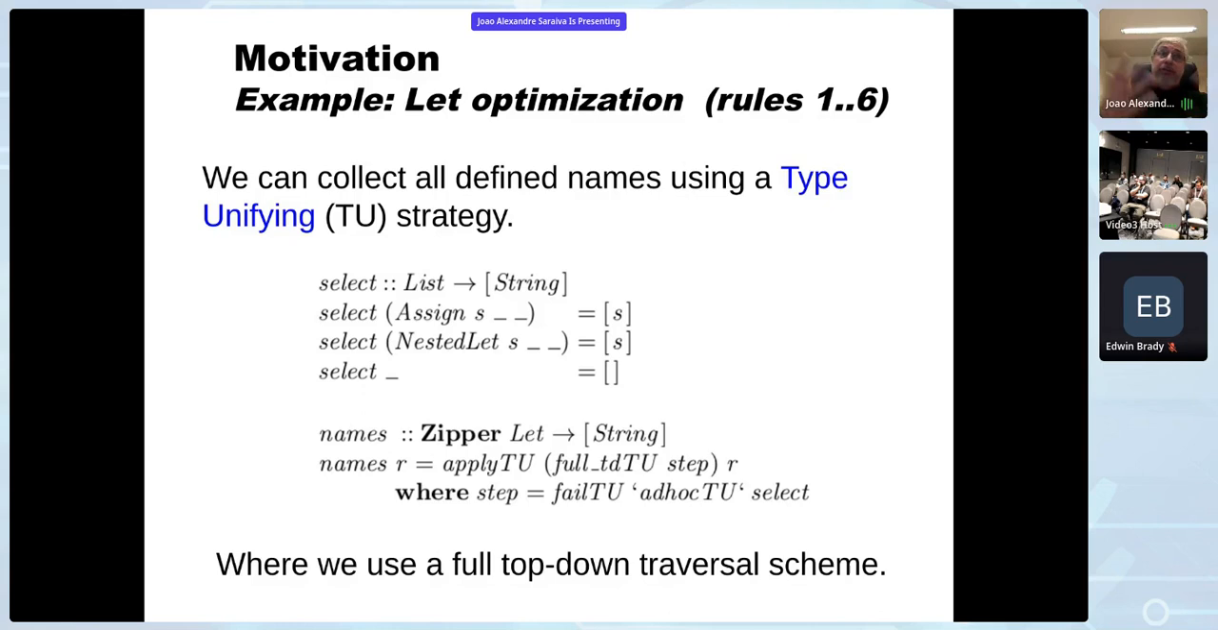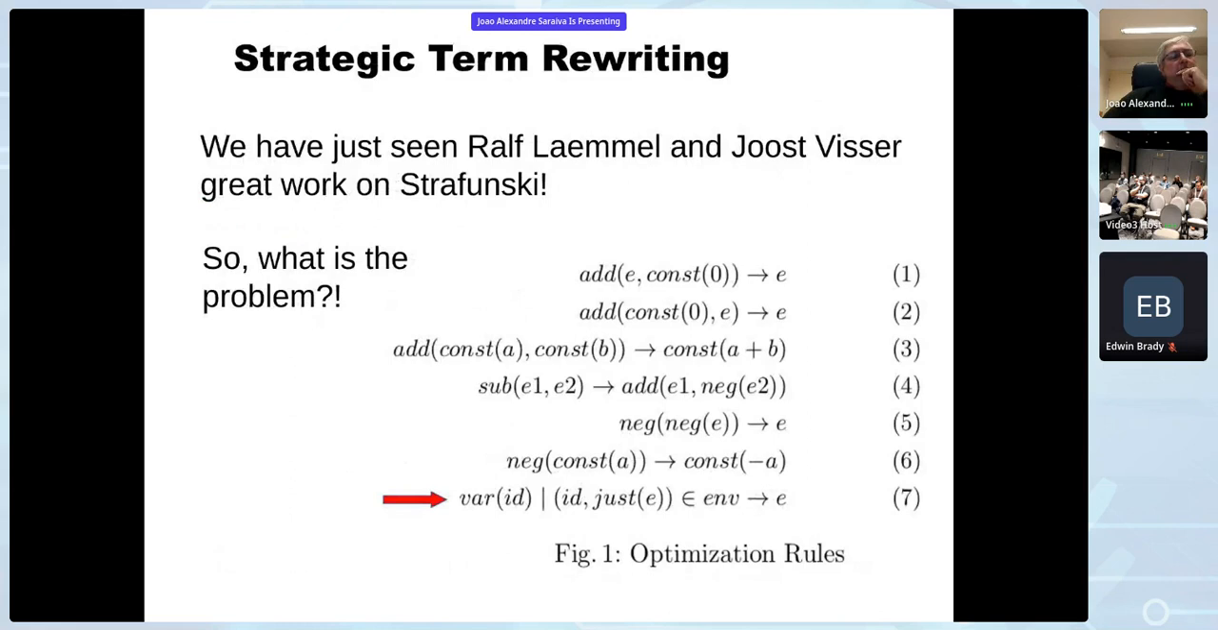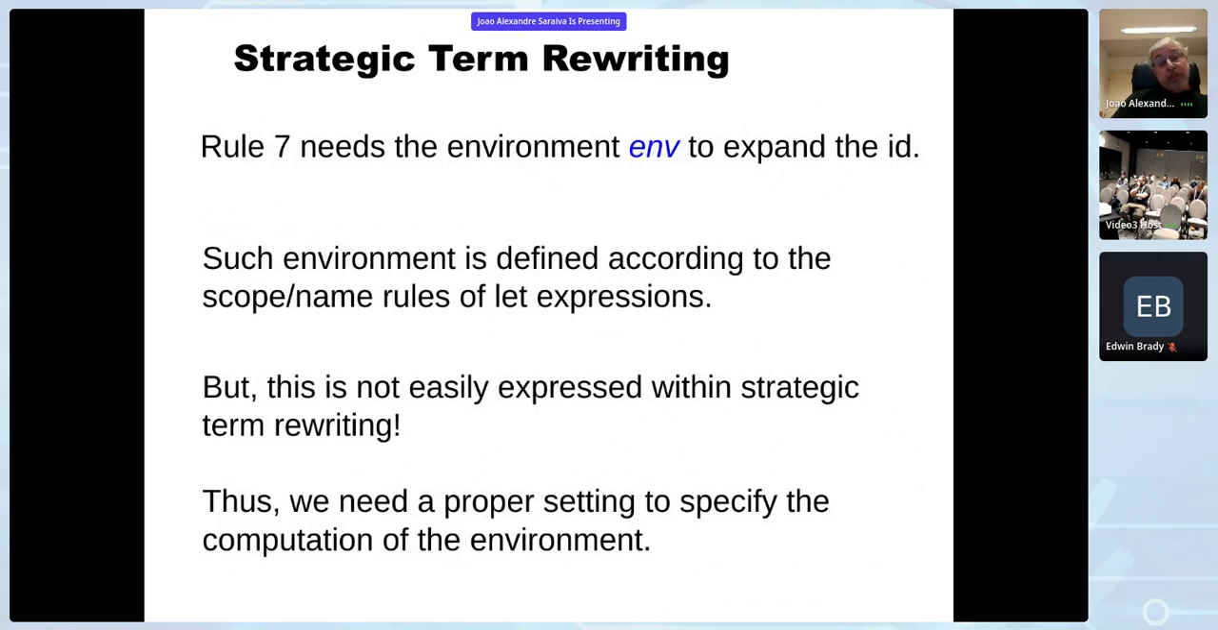So this is what we have presented. Actually, it's well-known work from Ralf Lämmel and Joost Visser on Strafunski, the state-of-the-art strategic programming library for Haskell. So what is the problem? If Strafunski can solve this problem, this example is rule number 7, where when we have an ID, an introduction of a name, we want to expand it according to the environment. The problem is that the library can't express this rule. In fact, rule 7 needs to compute the environment so that we can expand the ID. And as I just said, we can't do it in a pure strategic library.